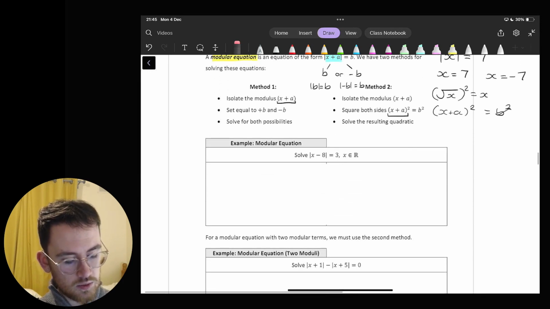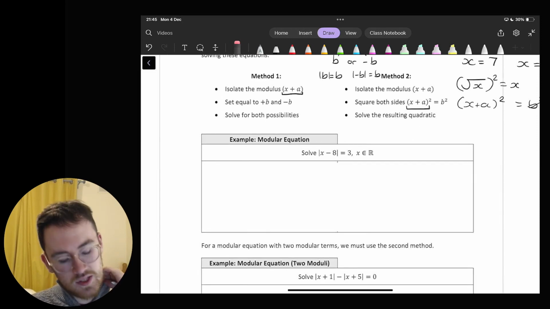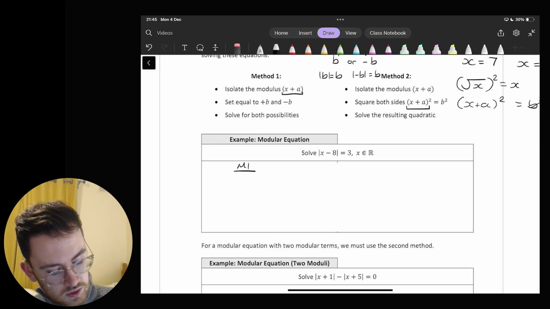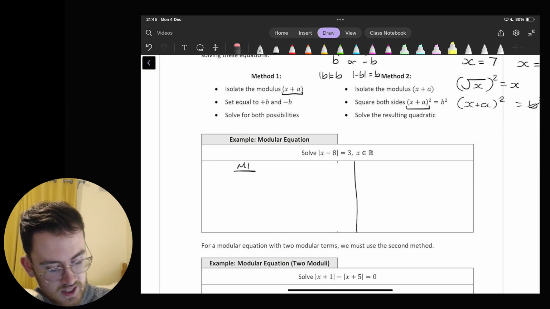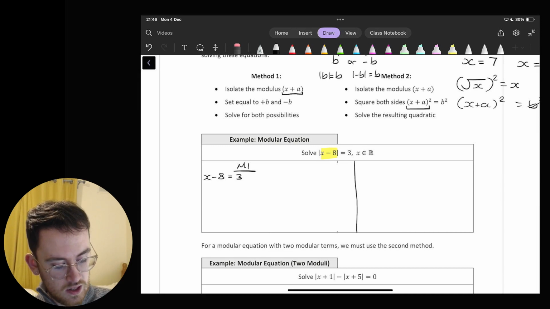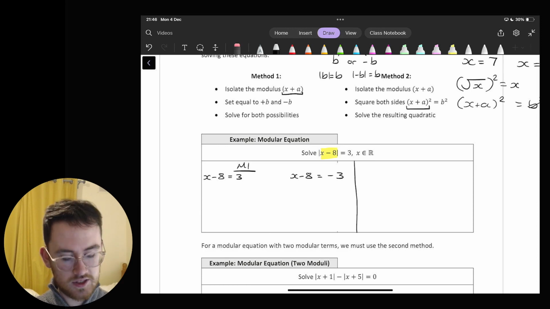So some of these earlier ones you might be able to do by just having a look at it, I suppose. So let's do it in the two methods here. So method 1, we're told x minus 8 is equal to 3. So taking the expression that I have on the inside there, which is the x minus 8 part, I know that that expression could be equal to 3, and hence the modulus would be 3, or it could be equal to minus 3, because if I took the modulus of minus 3, again, I would just get a positive 3.